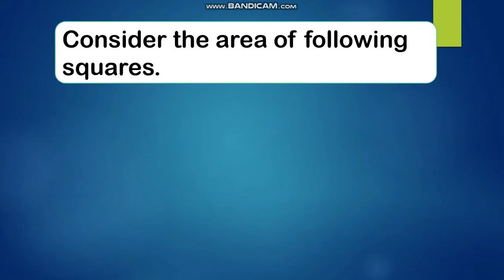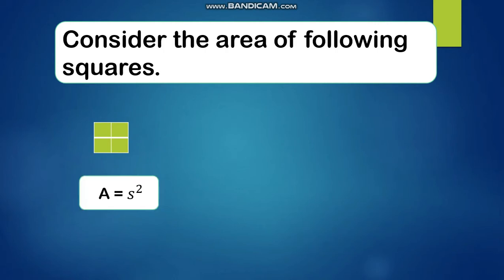Consider the area of the following squares. Remember the formula in finding the area of a square? Correct. A is equal to s squared, where s stands for the side. This is a 2 by 2 square. So we have A is equal to 2 squared. And remember that 2 squared can be expressed as 2 times 2. So we have A is equal to 2 times 2. And now the area of this square is 4.